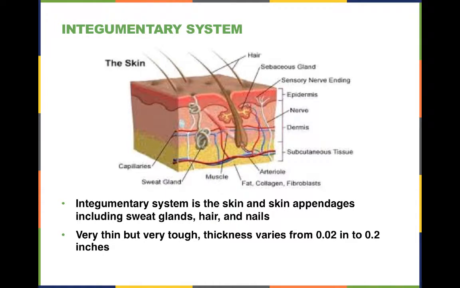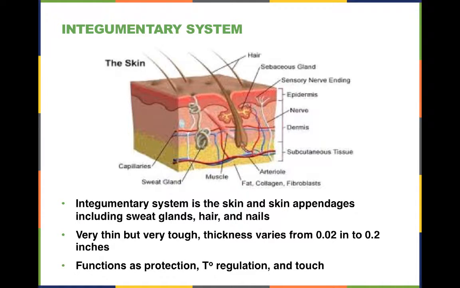Integumentary system, the skin itself can be quite thin in some places, measuring only 0.02 inches thick, and quite thick in other areas, measuring 0.2 inches thick. The areas of the thinnest skin tend to be in areas that do not experience a lot of trauma, like your eyelids, whereas the areas of the thickest skin tend to experience a lot of trauma, including the palms, the hands, and the soles of the feet.